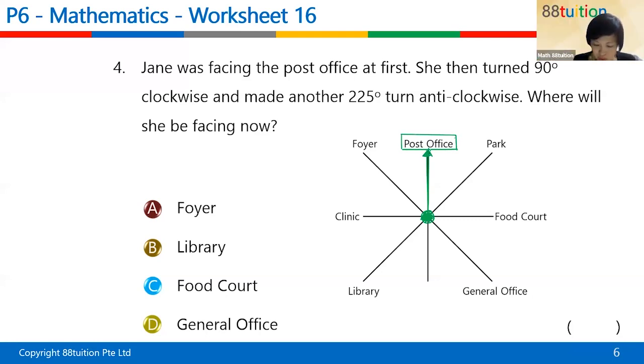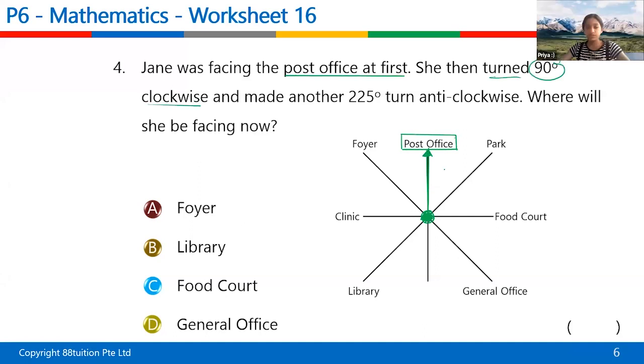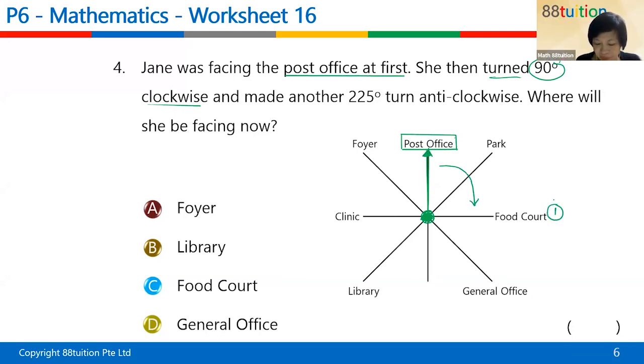So what did he do? He turned 90 degrees clockwise. So it's right. Yes. Then this is step 1. He will end up here. So let's put another color. Another 225 turn, but now anti-clockwise.